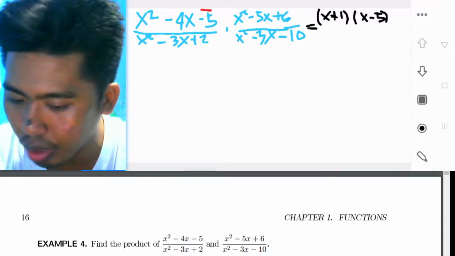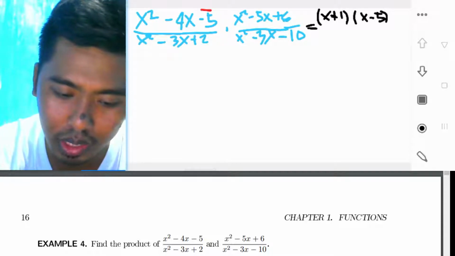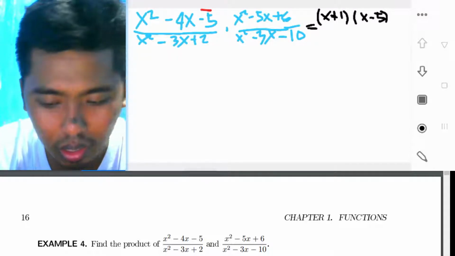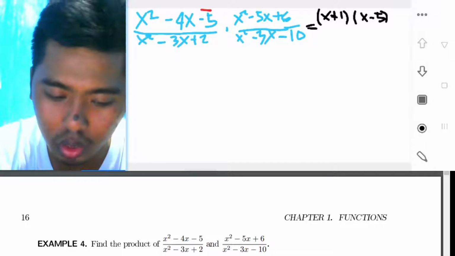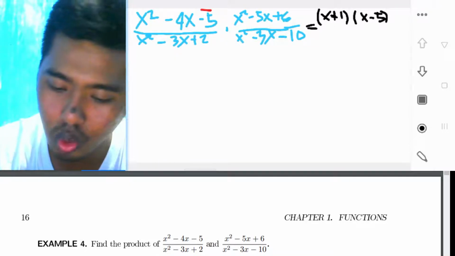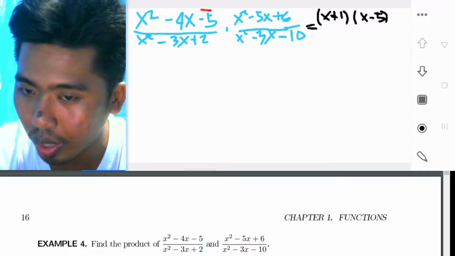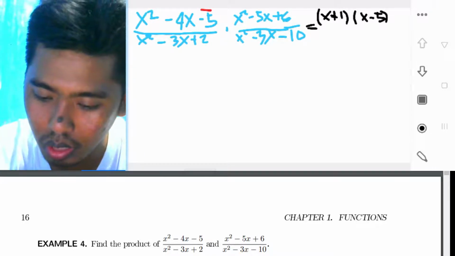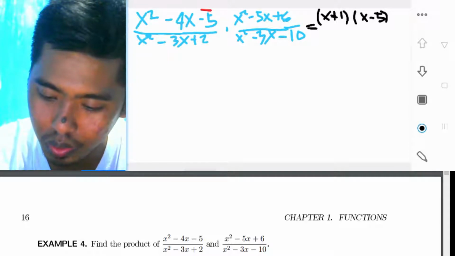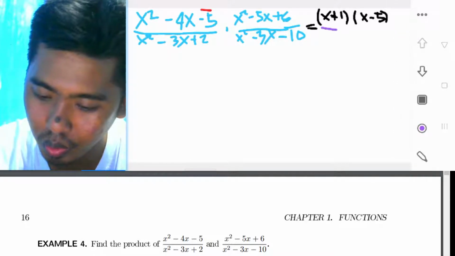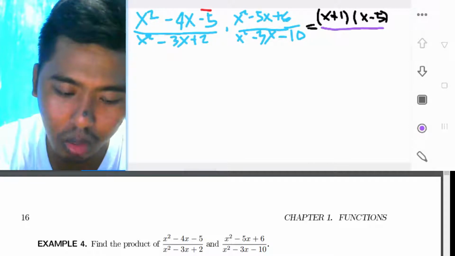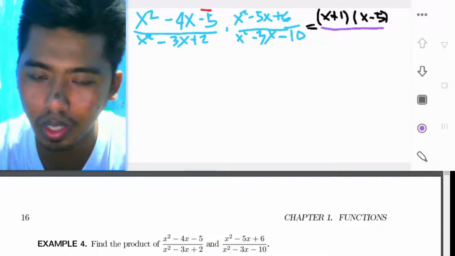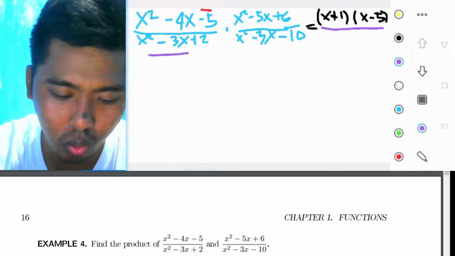So bisan pag imo nang i-distribute balik para mahimo na siyang trinomial, the answer will always be x squared minus 4x minus 5. So that would be the ways on how to factor out trinomial. Now, let's proceed. Okay? So first fraction pa lang niya. Now let's proceed to this one kini.